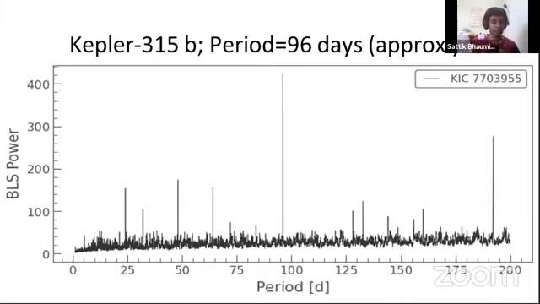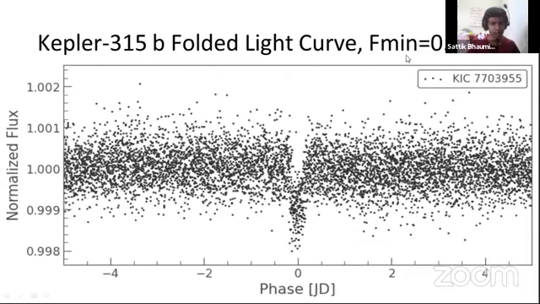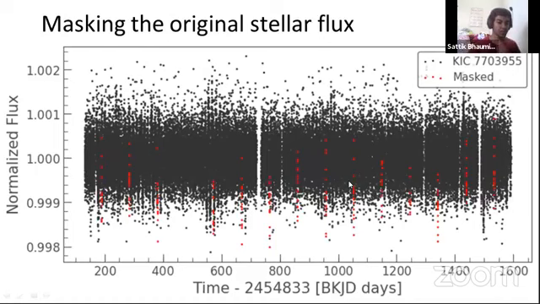Similarly, for the star Kepler 315, the first planet we get, Kepler 315b, has a period of approximately 96 days. Now, here's a catch. For the star Kepler 315, there are 2 planets. So now that we have already found the first planet, we plot the folded light curve as well, and we note down the F minimum value. We are going to do a process which we call masking. So what we are going to do is, as you can see here, the red dots. These are the red data points that we are hiding from the original stellar data.